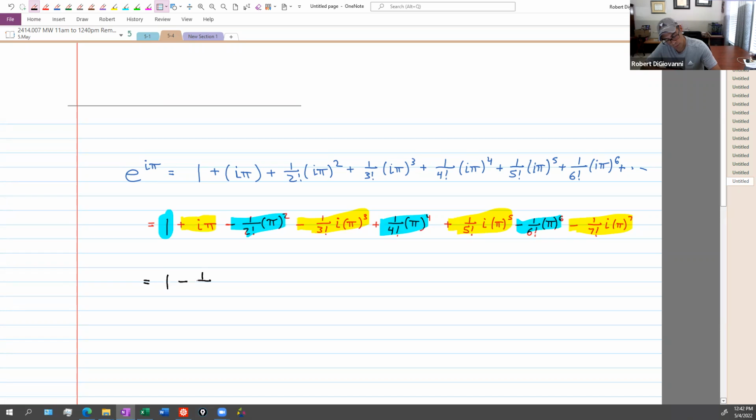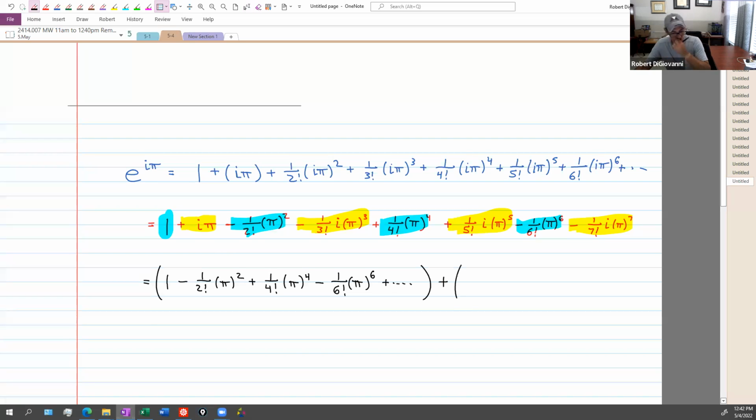1 minus 1/2 factorial pi squared plus 1/4 factorial pi to the 4th minus 1/6 factorial pi to the 6th, right? Those are all the things without i's. And I would have more of these, wouldn't I? There would be more out here. I'm just going to say plus dot, dot, dot. That's the first group. That's the group in blue.